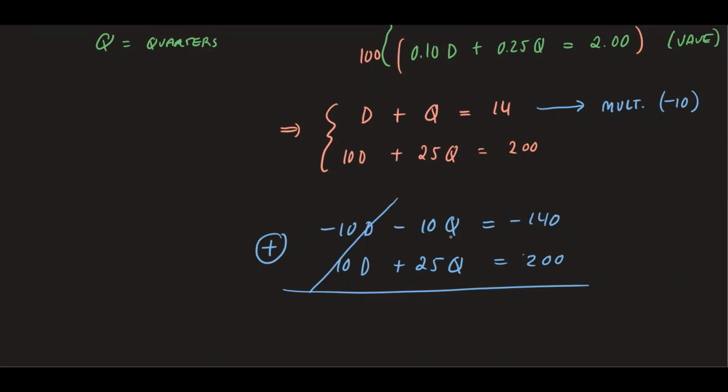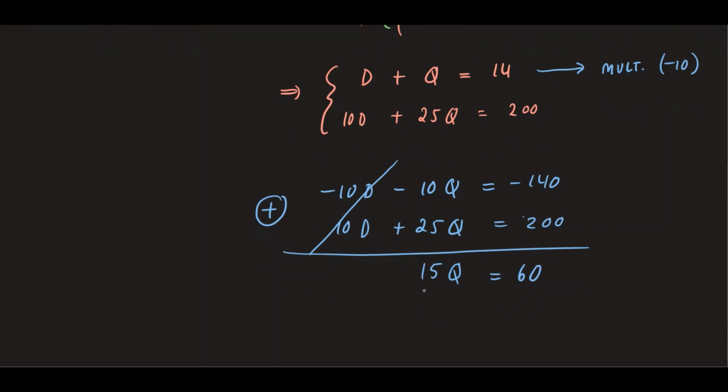So -10Q plus 25Q, that's 15Q, is equal to, if I do 200 minus 140, that will give me 60. And then we divide both sides by 15. That would give us a value for Q. So Q is equal to 4.